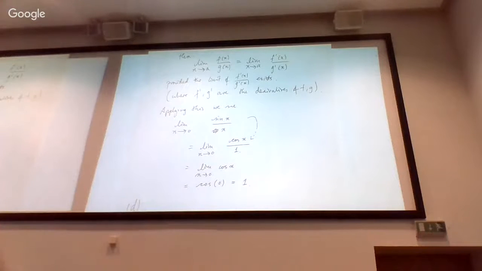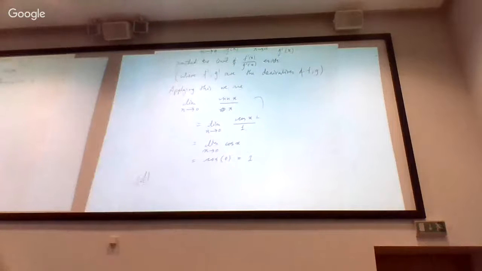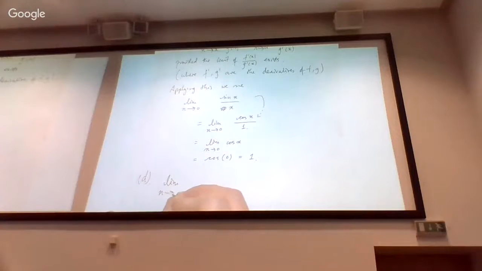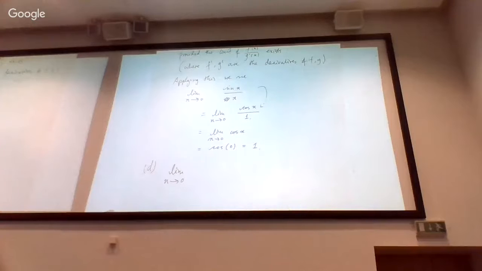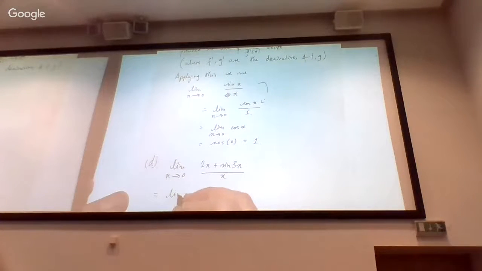Okay, so then part D is harking back to algebraic limits again. Use the results of part C to find the limit of this thing as x goes to 0. So the limit as x approaches 0 of 2x plus sine 3x over x. You just have to be a little bit careful with this. Of course, we break apart the fraction as 2 plus sine 3x over x.